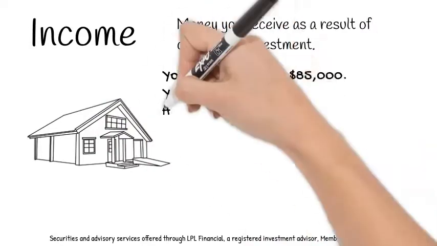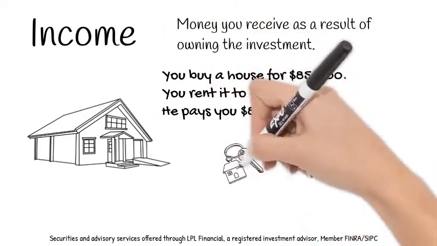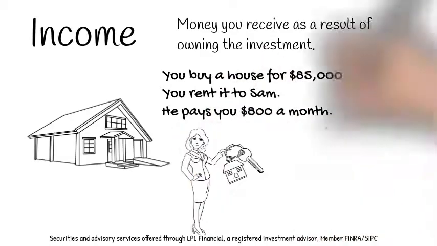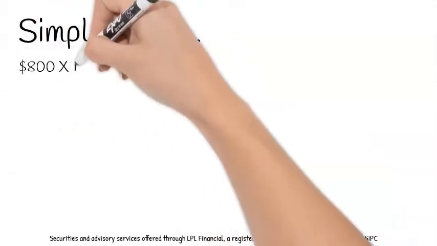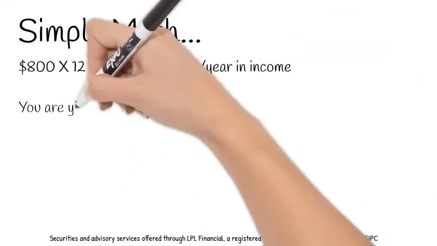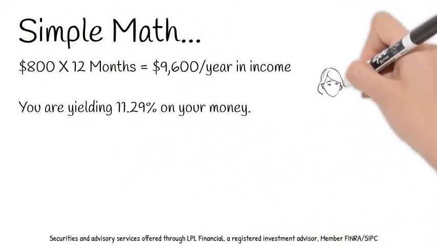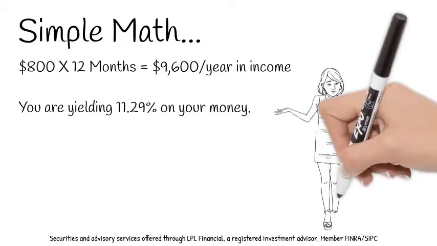Income, what we receive as a result of owning the investment. Let's say you bought a house for $85,000 and then you rent it for $800 a month. Again, we are keeping it simple. Income received, $800, multiplied by the frequency received per year, which is 12, equals $9,600 of income. That means you are simply yielding 11.29% on your money.